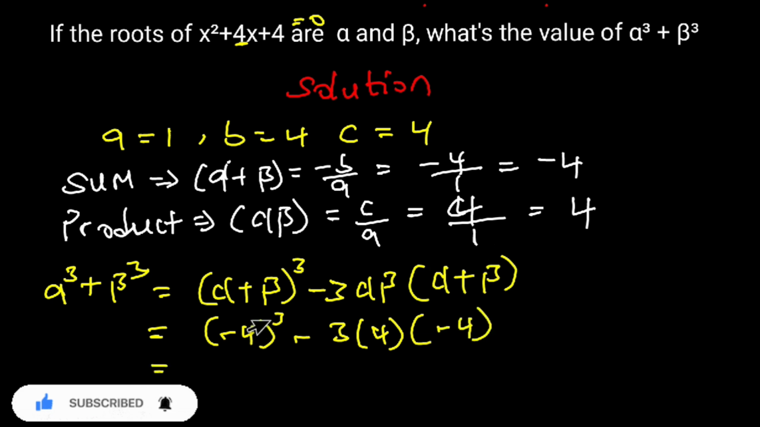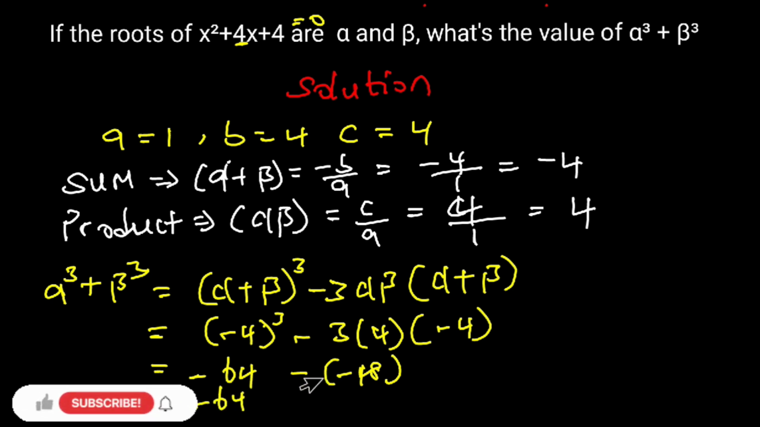So this is equal to minus 4 times minus 4 times minus 4, that's minus 4 cubed, is equal to minus 64. Then minus 3 times 4 is 12. 12 times minus 4 is minus 48. Now we have minus 64. Minus times minus is plus, then plus 48. So this is equal to minus 64 plus 48 is equal to 16. And so this is the answer to this question.